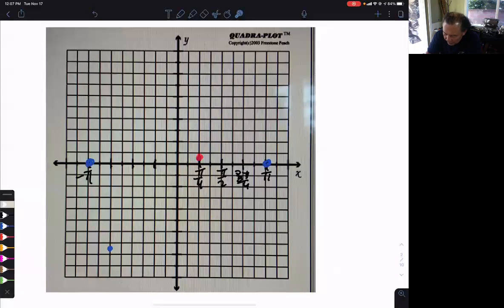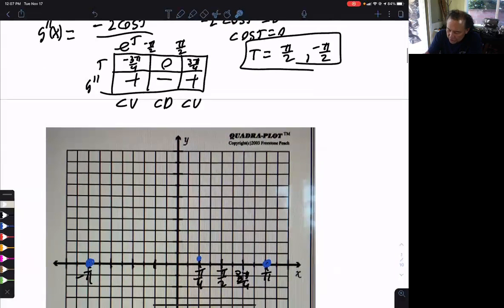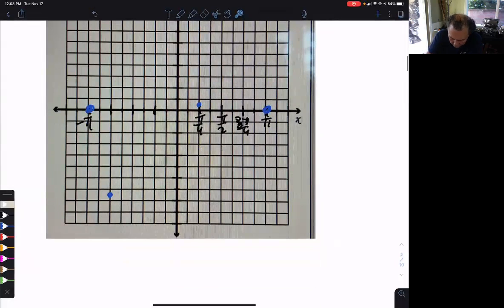We know this is a relative max, that's a relative min. So we're going to get something like that, kinda, right? But we have to take our concavity into consideration. So left of negative pi over 2 is concave up. So negative pi over 2, I'm going to label that.